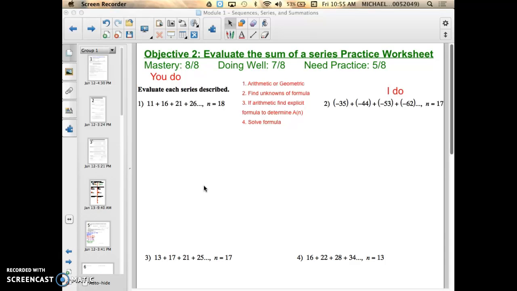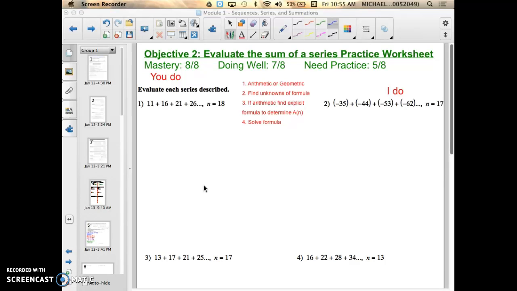Again, the goal of mastery is to get them all correct. So, the directions state for these problems, evaluate each series described. Evaluate is just a fancy word for find the sum. I guess evaluate each series is just a fancy couple of words for finding the sum of the series. So, I've listed the steps in red.